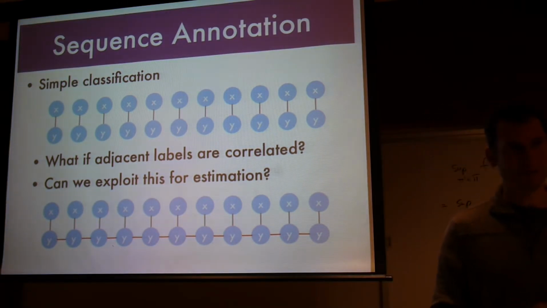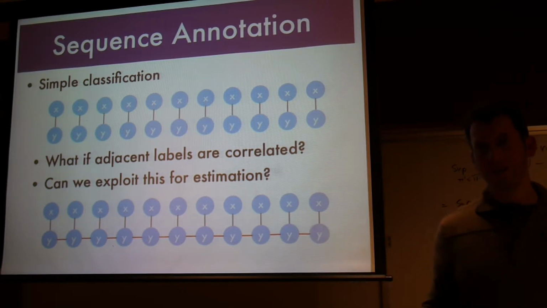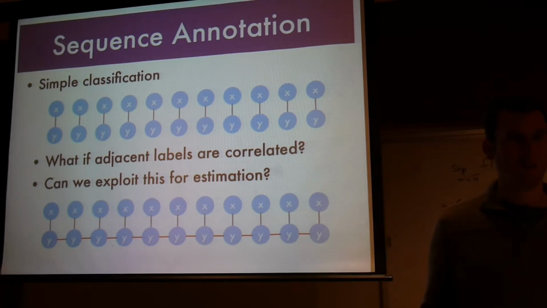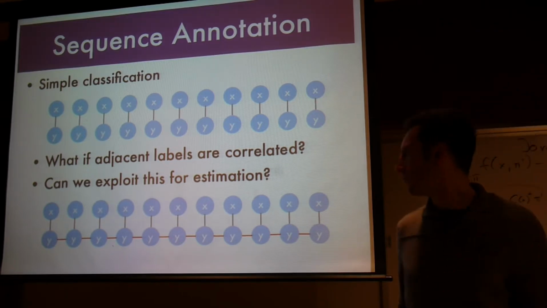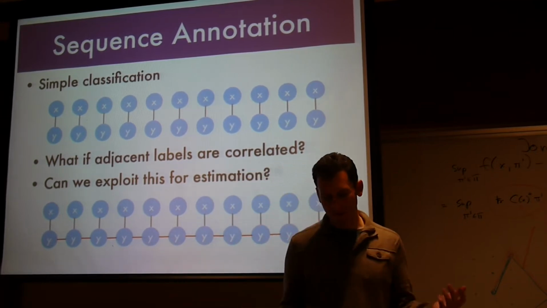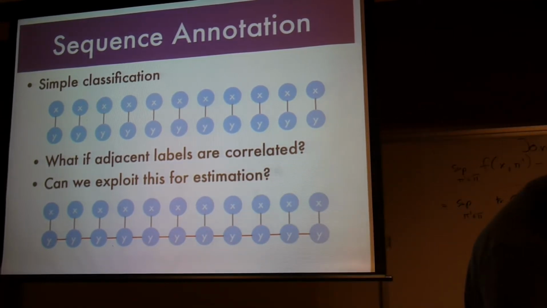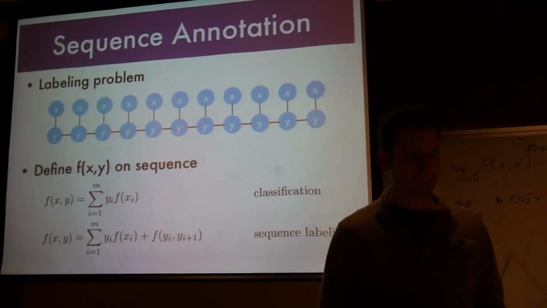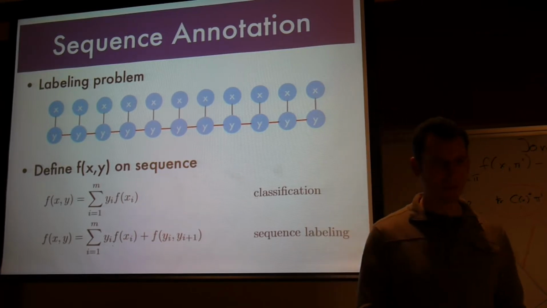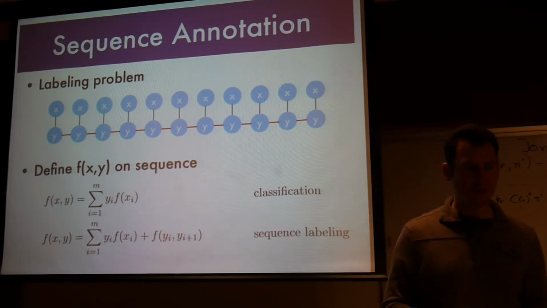So for instance, I have a sequence annotation. I have a sequence, and I want to find out whenever somebody is running, and then I want to find out when they are just walking. So I might want to do activity segmentation. Right? So basically, I have these correlations here. The question is, can I actually exploit this for estimation? That's an obvious yes, otherwise I wouldn't be showing you those slides, right? So that's again step one, identify the problem. Okay. So now we need to define a f of x and y on the sequence.